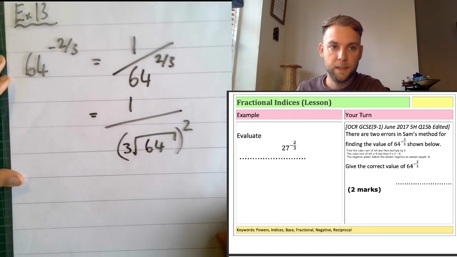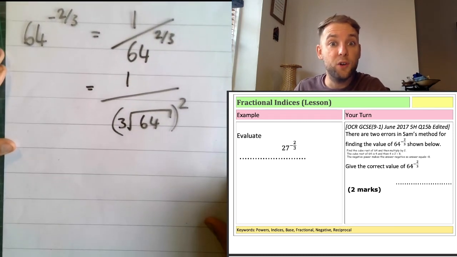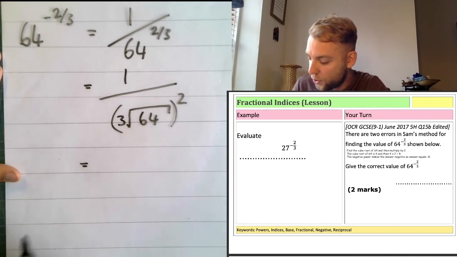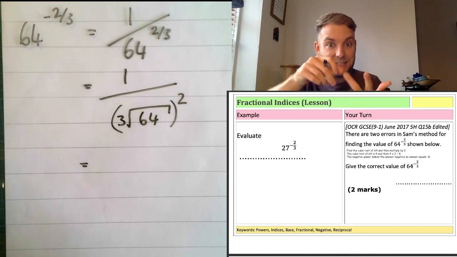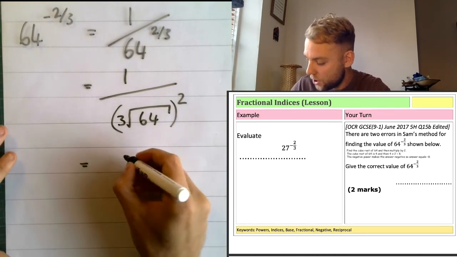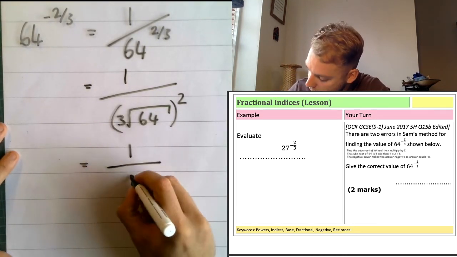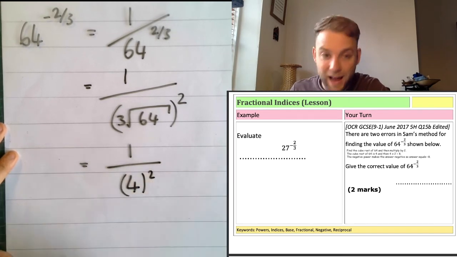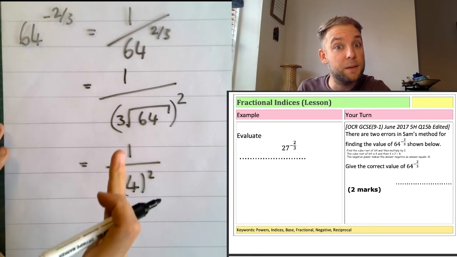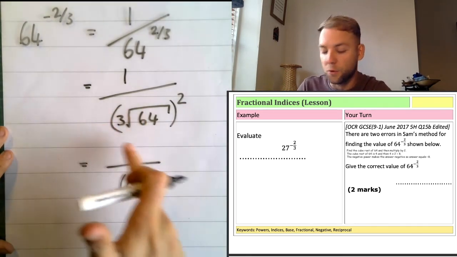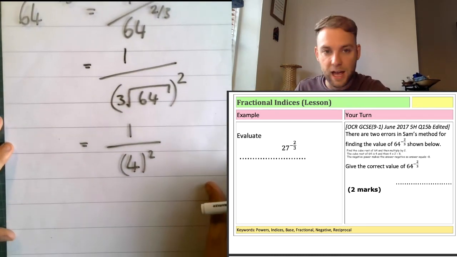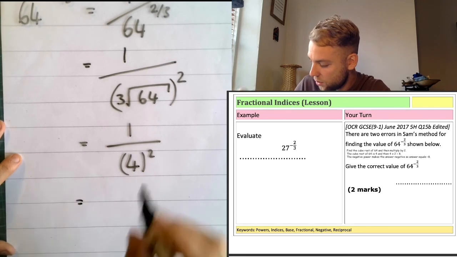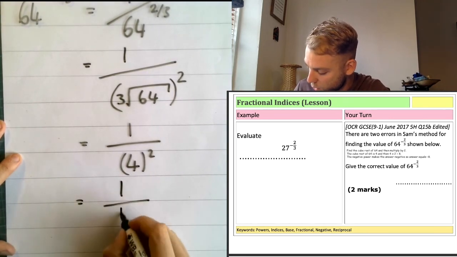Okay? Checking your notes. What is the third root of 64? Well, in your notes, it's going to be 4 times 4, which is 16, times by 4, which is 64. So it's going to be 1 over 4 squared. You can probably see now why it's so important to have all those cubes, squares, to the power of 4 in there. So this is equal to 1 over 4 squared, which is 1 over 16.